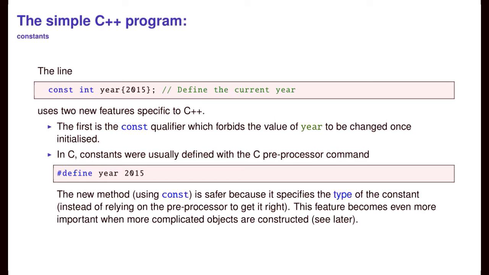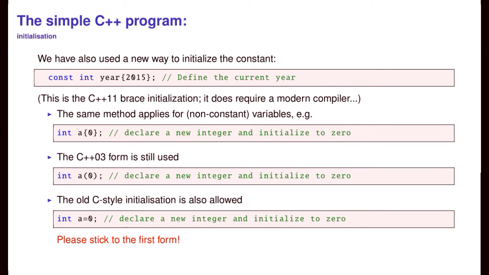So the second feature we have over there is that we initialize the constant as well, which is the brace notation, as it's called, C++11 brace initialization. The same method also applies to non-constant variables. For example, if you write int a{0}, that declares a new integer and initializes it to 0.